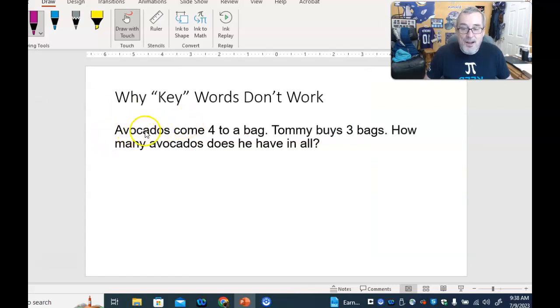Here's an example. Avocados come 4 to a bag. Tommy buys 3 bags. How many avocados does he have in all? Now, what students will do with the keyword idea, they'll go, oh, "in all" is a keyword. And sometimes teachers teach students to underline keywords and circle the numbers. So they'll circle the numbers, underline the keyword "in all," look at the chart, and "in all" means to add, and students will say 4 plus 3 equals 7 and think that they're problem solving.